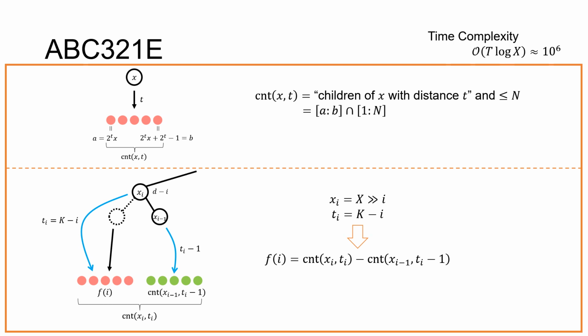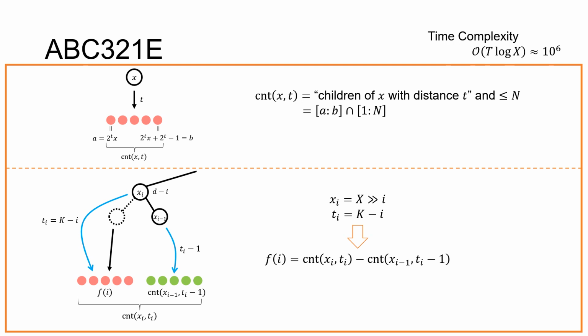To calculate f of i, we define the function count of x and t as the number of children of x with distance t in the complete binary tree. This is a useful function for calculating children for fixed vertex and fixed distance.